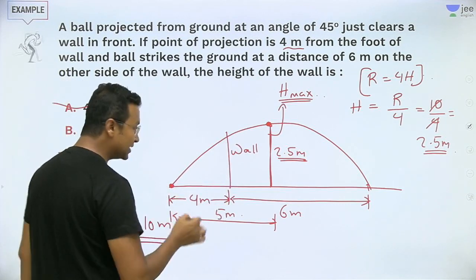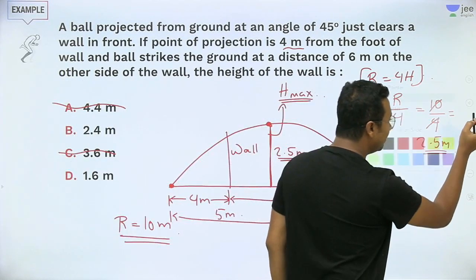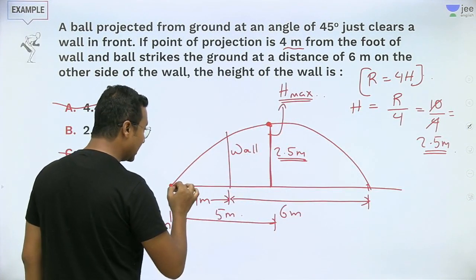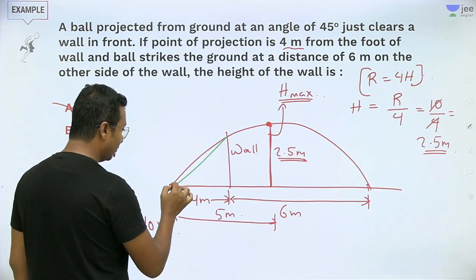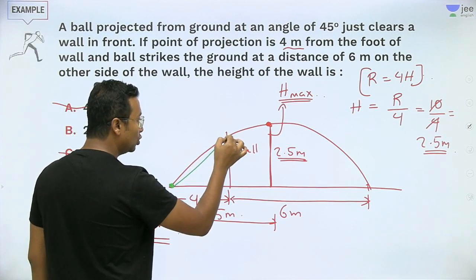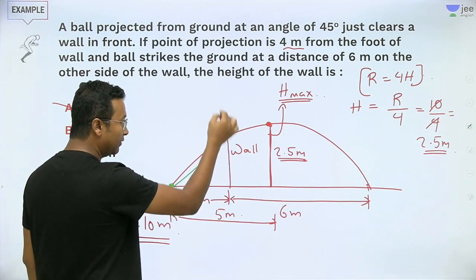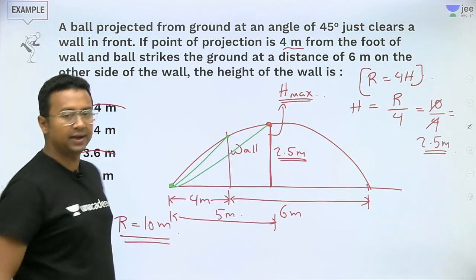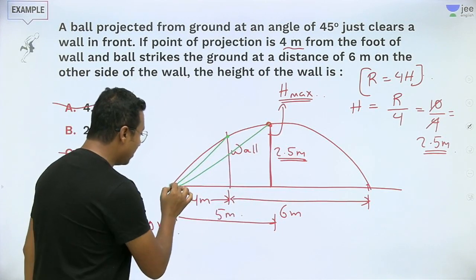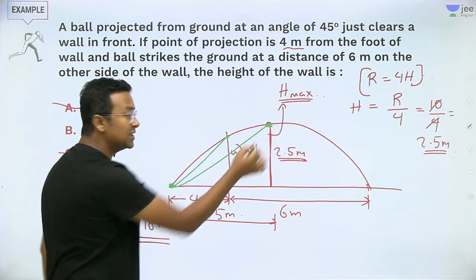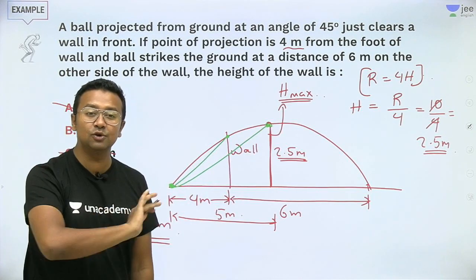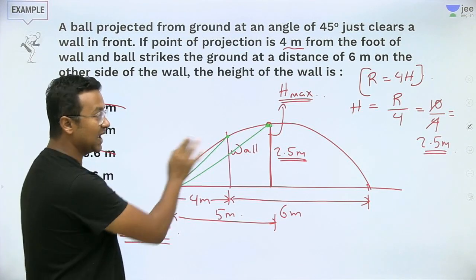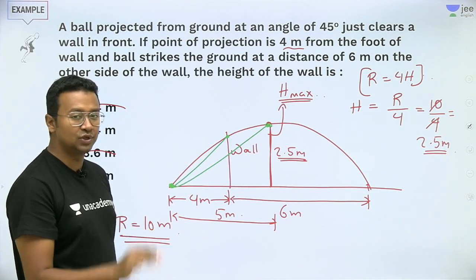Now, let's do it by the method that we learned in the last question. What was that? See, you draw from the point of projection to the top of the wall, and from here to the highest point. Okay. From here to the highest point, listen to this very, very carefully. This solution you will not get anywhere else. Okay. This is the second step of the entire solution.